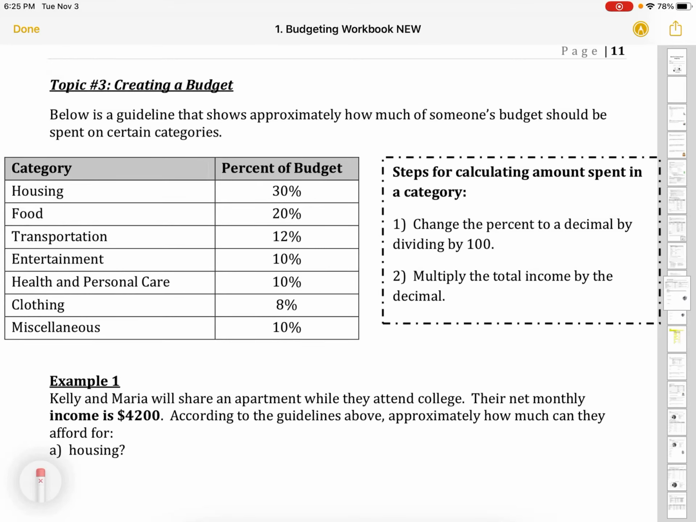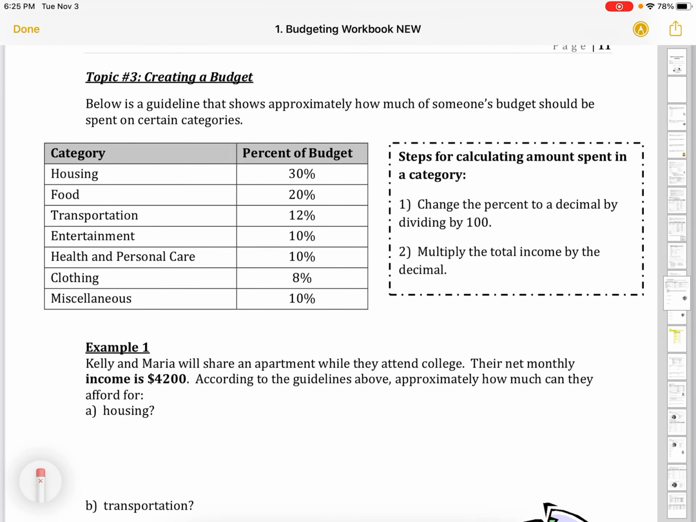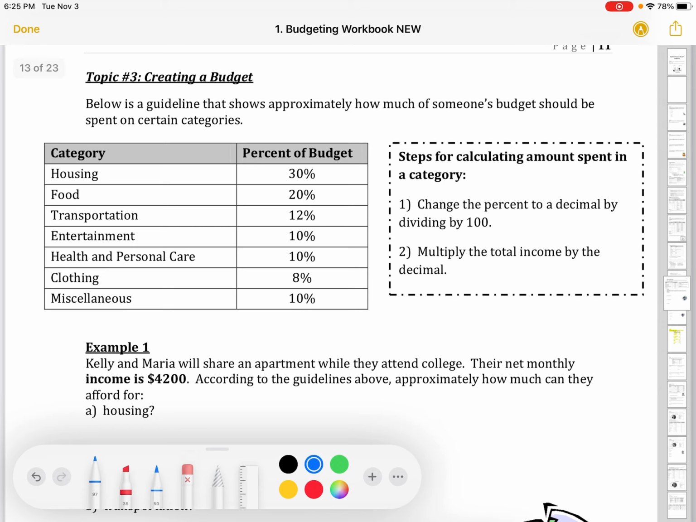All right, so today we're doing topic 3, creating a budget. This is our last class. Now, we talked about incomes and expenses. We actually have talked a lot about what is involved in creating a budget or what you need to look at already, and we're just kind of refining that.